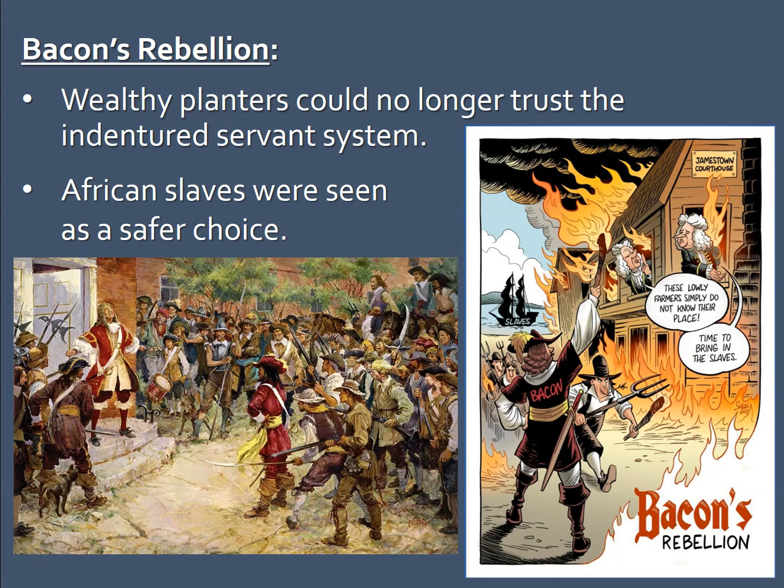Instead, what you are going to trust is African slaves. You're going to purchase people from across the ocean, bring them over, and these slaves will not have any notion of having any freedom. They won't have any reason to think they have rights or freedom, unlike the indentured servants. And so therefore they'll be a more docile workforce. That was the theory going in the minds of wealthy planters. So when you think of Bacon's Rebellion, remember, it's a major stepping stone to the expansion of slavery, because it turned a lot of wealthy planters against the indentured servant system.